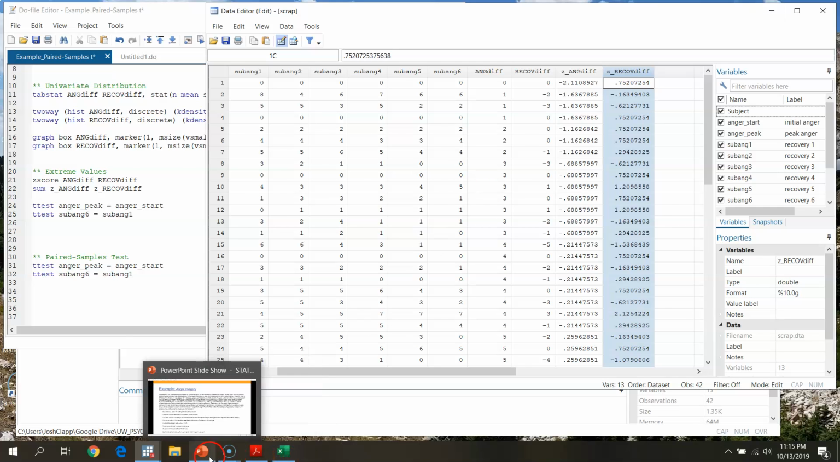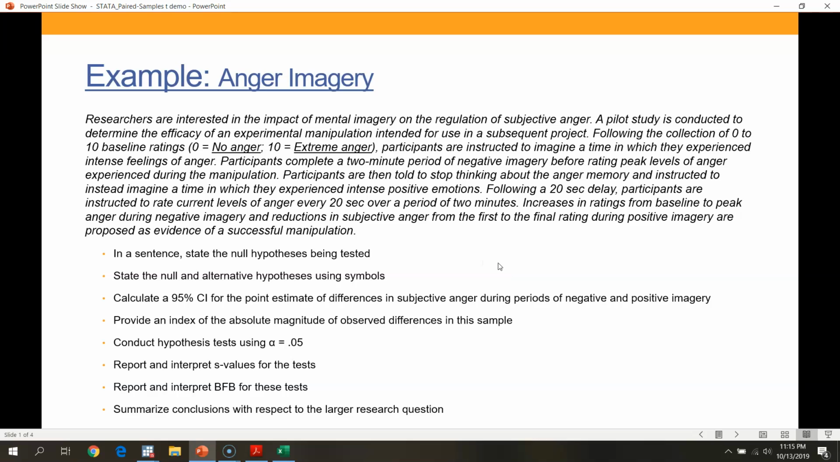The example that we're working with, again, remember that what we're doing is we're running a pilot study on manipulation checks for an anger induction and a positive imagery laboratory manipulation. For the first, we're getting ratings of 0 to 10 anger at baseline, and again following a 2-minute anger induction period where participants are asked to imagine a time when they experienced intense feelings of anger. And what we're wanting to see is whether or not this manipulation was effective based on increases in 0 to 10 anger ratings from baseline to peak level of anger during the manipulation.